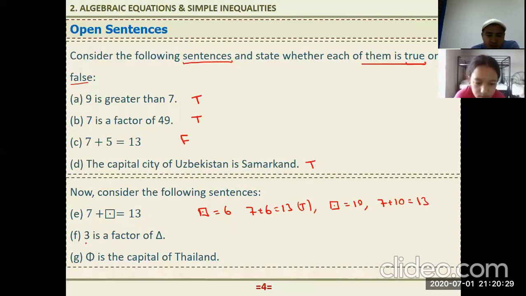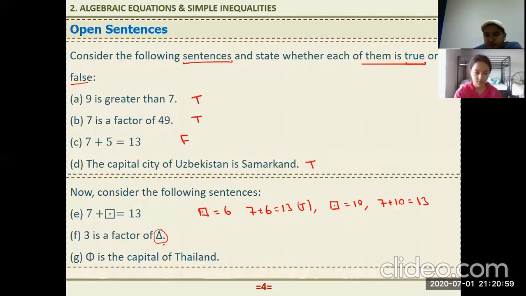Read the second one. 3 is a factor of triangle. So is it true or false? It's unknown. Again, we don't know, right? It is because to say true or false, we need to know the value of this thing. Here we have unknown. Also, that is open sentence, because if you put something here like 6, it is true. 9, it is true. If you substitute 10, 3 is not a factor of 10.